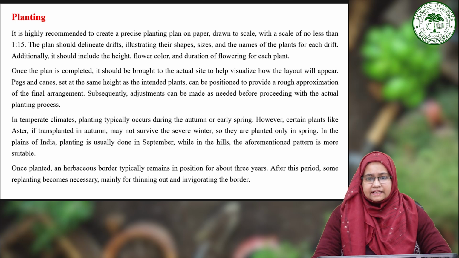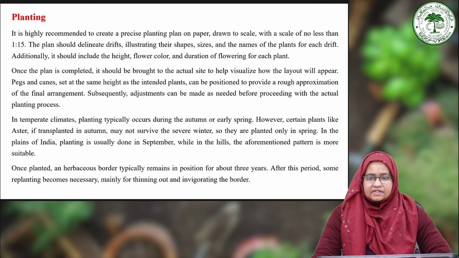The plan should delineate drifts, illustrating their shapes and sizes, and include the names of the plants for each drift. Additionally, provide information on the height, flower color, and duration of flowering for each plant. Then visualize the layout. Take the completed plan to the actual site to visualize how the layout will appear. Use pegs and canes set at the same height as the intended plants to provide a rough approximation of the final arrangement. This allows for adjustments to be made as needed before proceeding to the actual planting process.